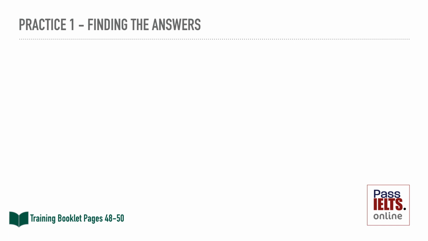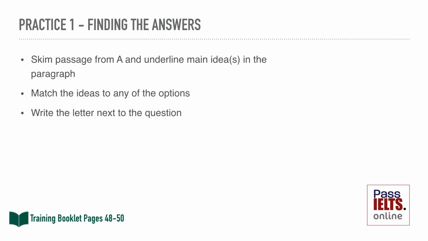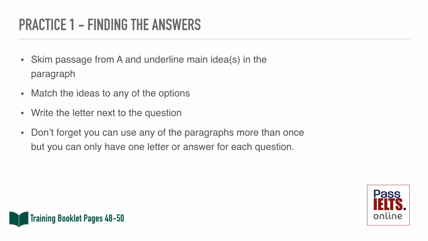Now we can start to practice. Let's do this first one together. First of all, you have to skim the passage from the beginning of the passage, and underline the main idea or ideas in the paragraph. Don't forget there might be more than one main idea. Once you've done that, you have to match the ideas to any of the options, and you can then write the letter next to the questions. Don't forget, you can use any of the paragraphs more than once, but you can only have one letter or answer for each question. I'll give you a few seconds to do that first one.